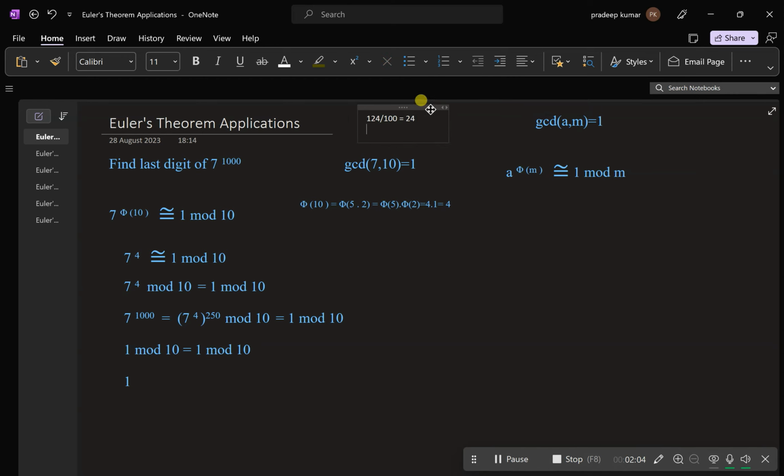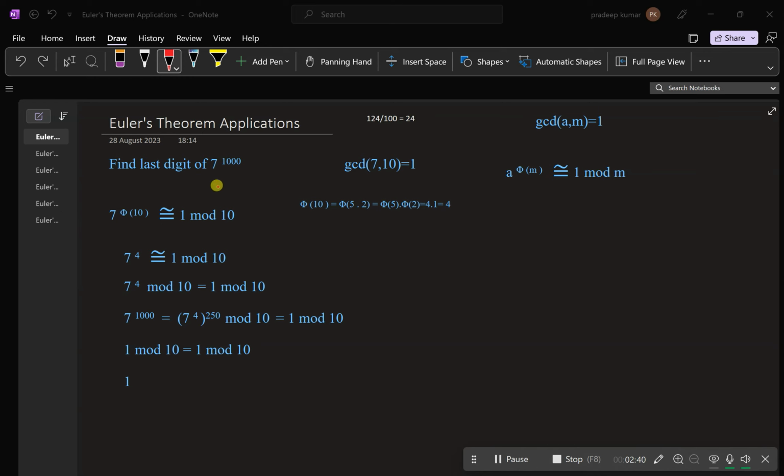Before solving this problem, we need to understand two basic formulas. If GCD of a and n is 1, then it can be written as a to the power of phi of n is congruent to 1 mod n. These two formulas are very important in such kinds of problems. So let us go ahead and check.